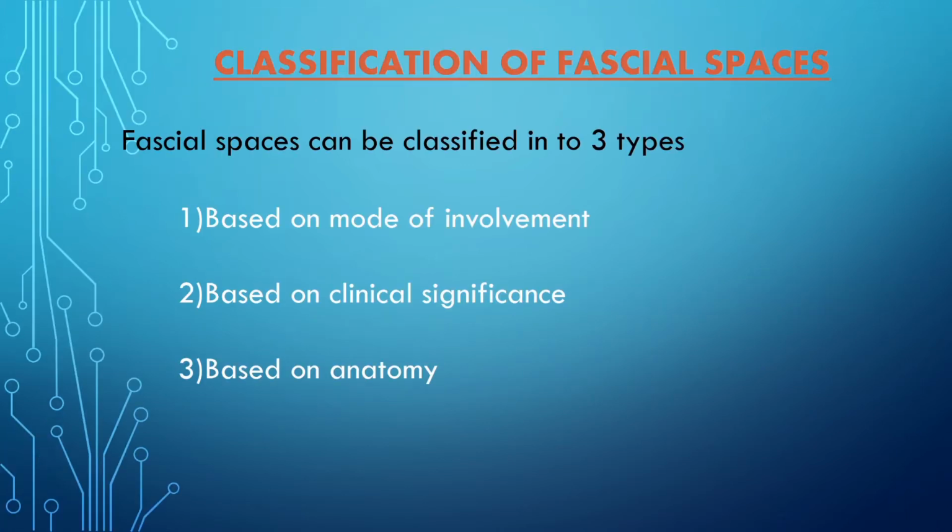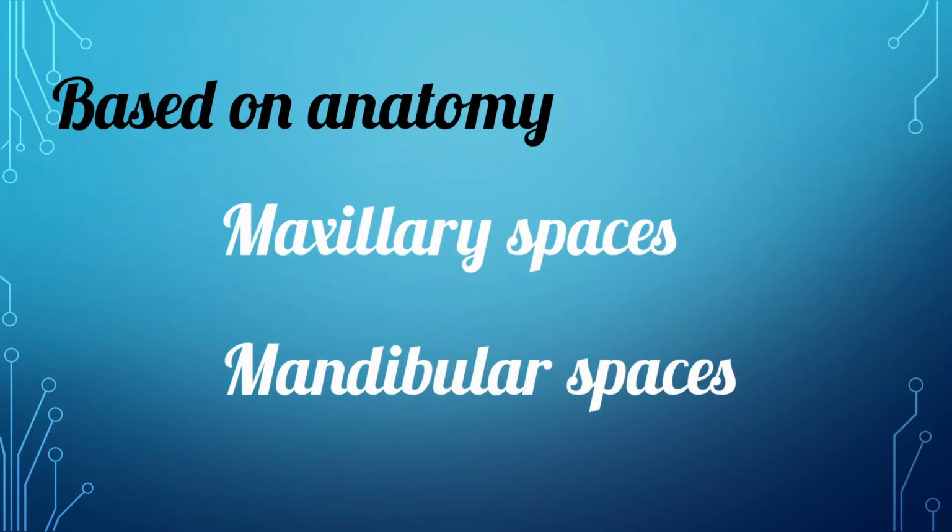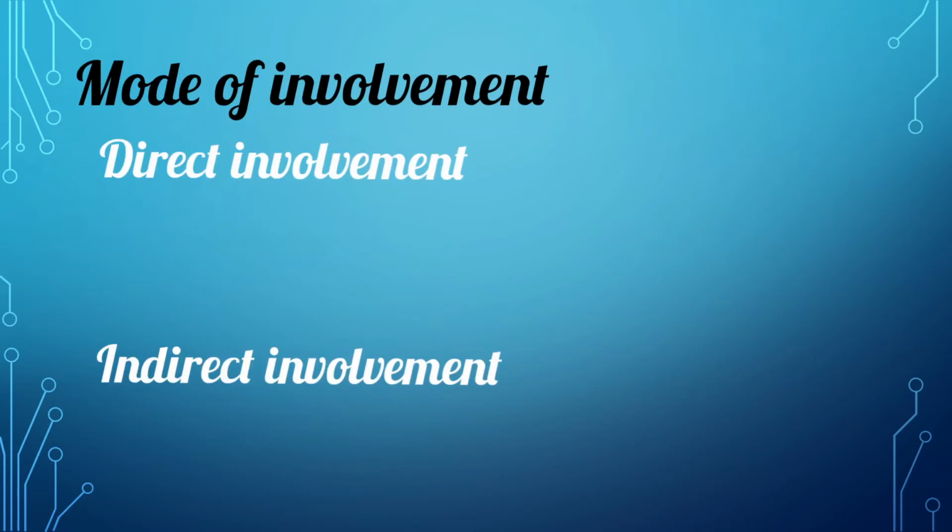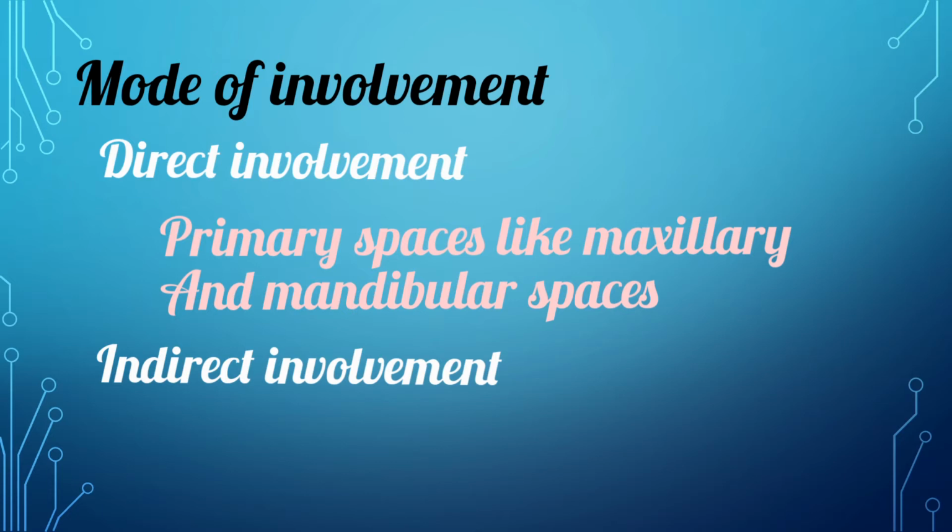Next, we can go through the classification of facial spaces. The facial spaces can be classified into three types: based on the mode of involvement, based on the clinical significance, and based on the anatomy. Anatomically, the facial spaces are of two types, the maxillary spaces and the mandibular spaces. The classification based on the mode of involvement can also be divided into two types, direct involvement and indirect involvement. Direct involvement includes primary spaces like maxillary and mandibular spaces, while indirect involvement includes secondary spaces.